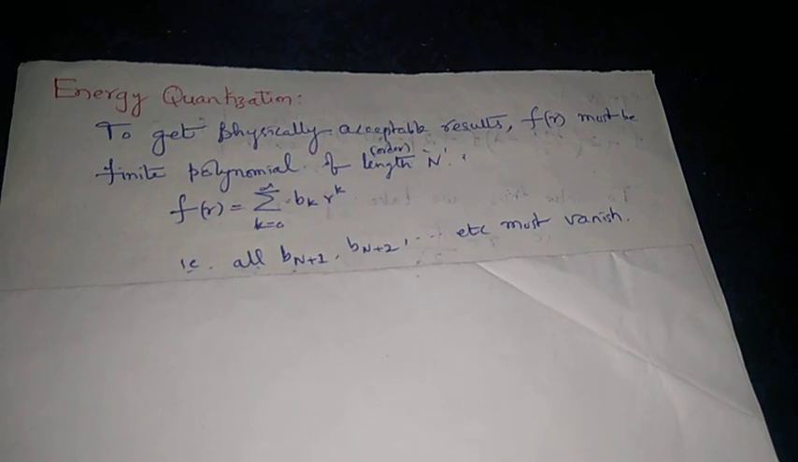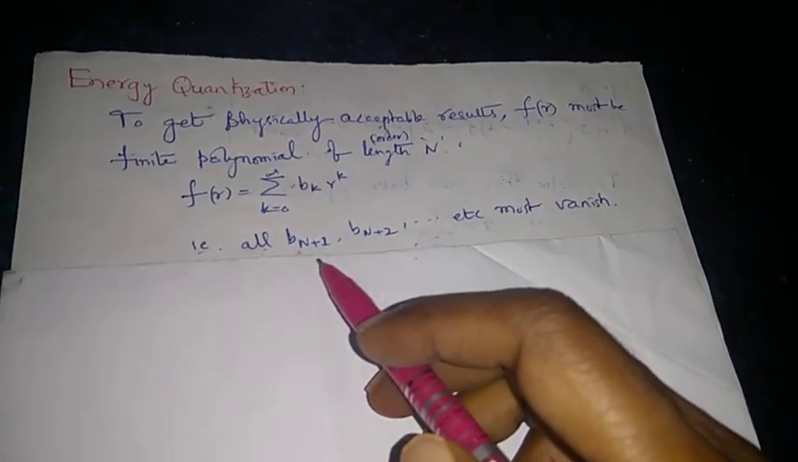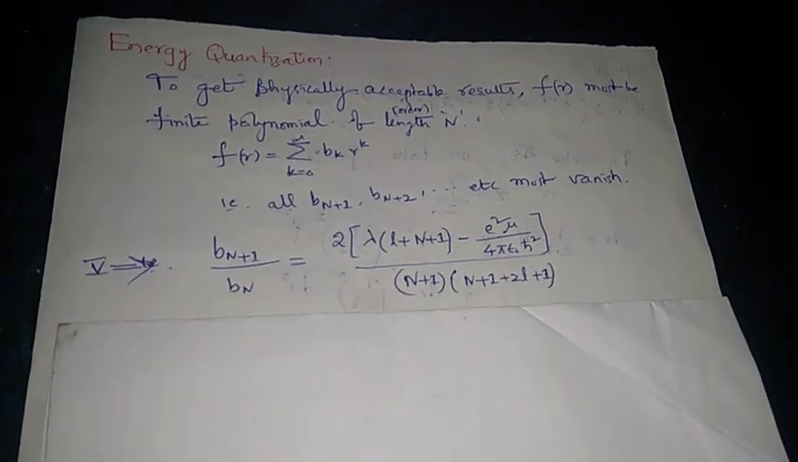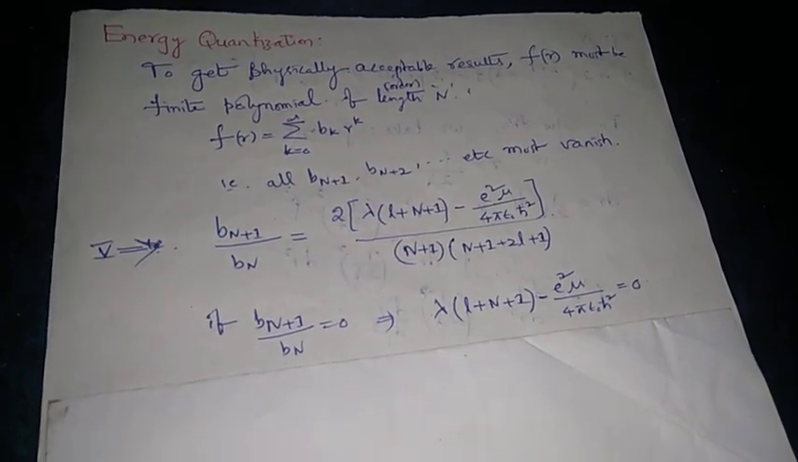But to have physically acceptable results, this function f(r) cannot be an infinite series. It should end at some order, at some n. So that means all these coefficients b_(n+1), b_(n+2), etc., all of them should be 0. Equation number 5, which was giving us b_(n+1) divided by b_n, if you put b_(n+1) equal to 0, will give you this equation.